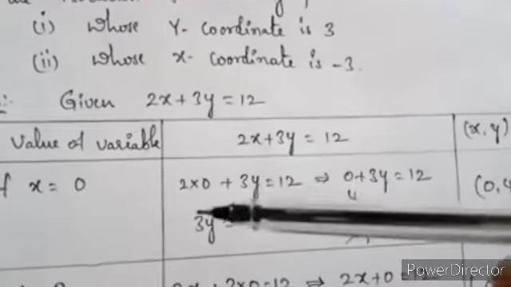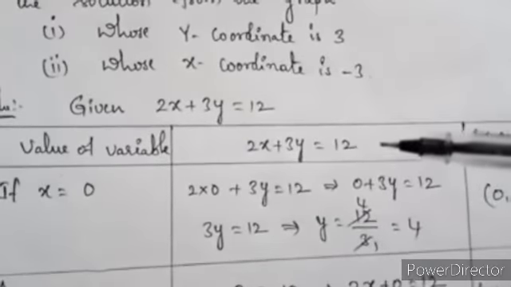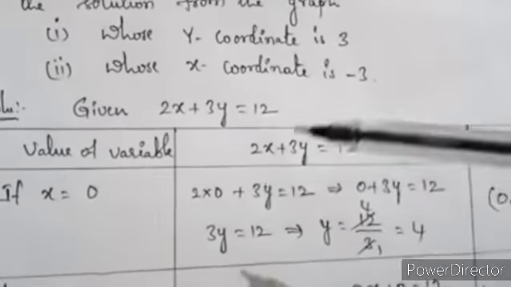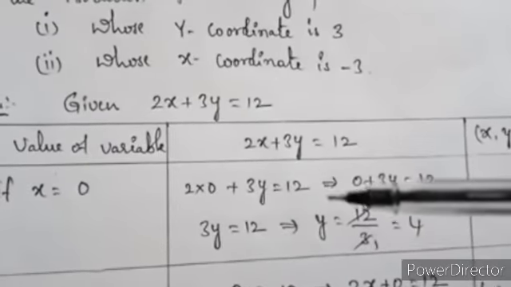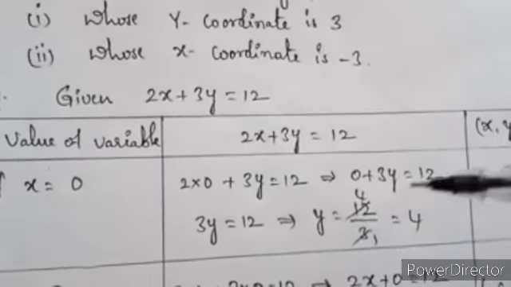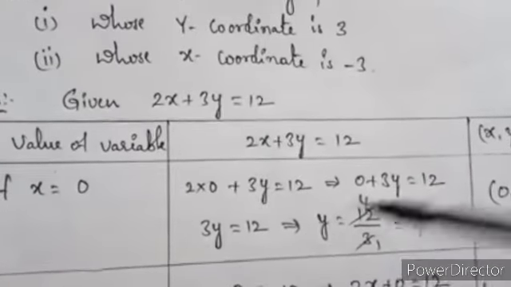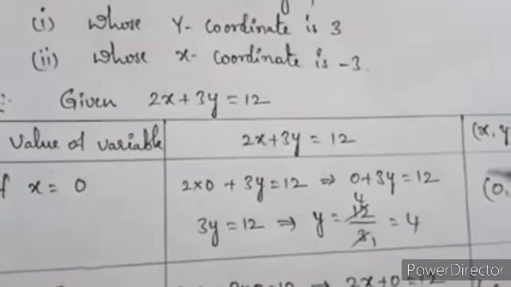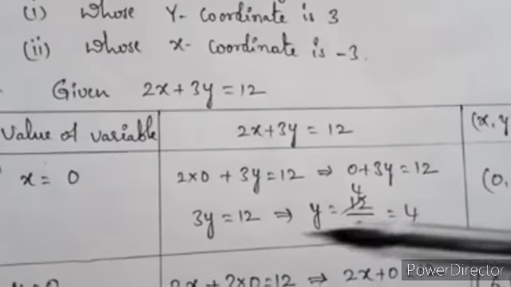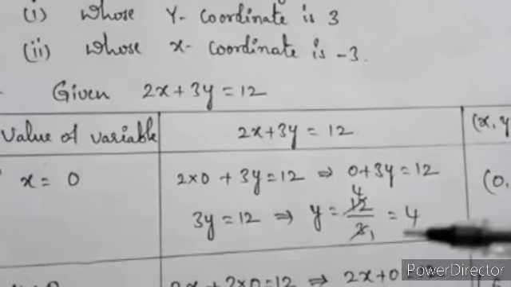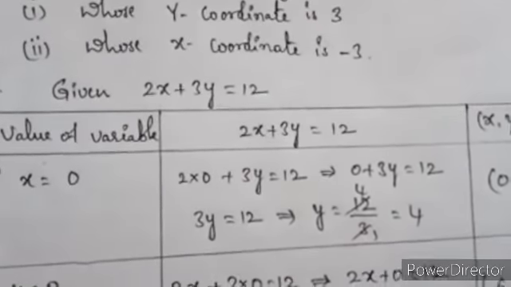If x is equal to 0, the linear equation given is 2x plus 3y is equal to 12. Substituting x is equal to 0 in this equation, it becomes 2 into 0 plus 3 into y is equal to 12, which implies 0 plus 3y is equal to 12. Adding or subtracting 0, nothing will change. So 0 plus 3y is 3y only, and y is equal to 12 by 3. 3 fours are 12. So the ordered pair is (0, 4).